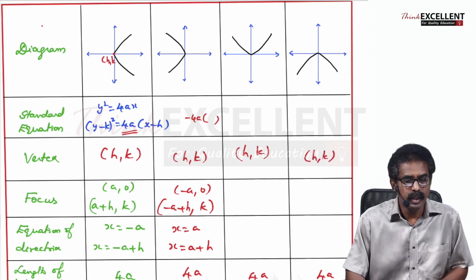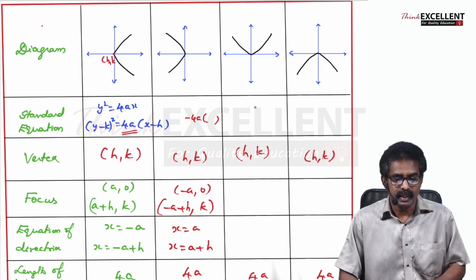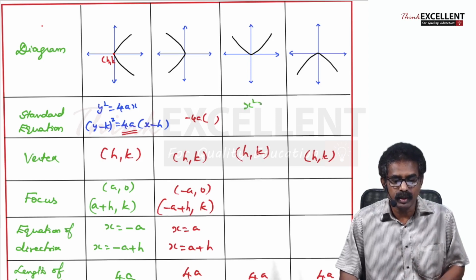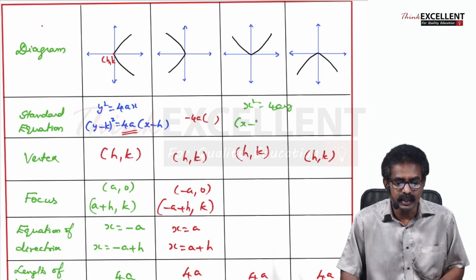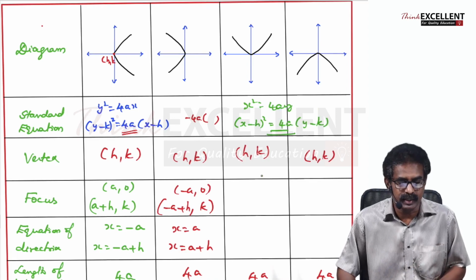And now we see the equation for the third type when the vertex is h, comma k. Actual equation is x square equal to 4ay, right? But don't write x, instead of x, x minus h, the whole square equal to 4a into, don't write y, you write y minus k. For the fourth type, instead of plus 4a, you write minus 4a. Okay, that's the only change.